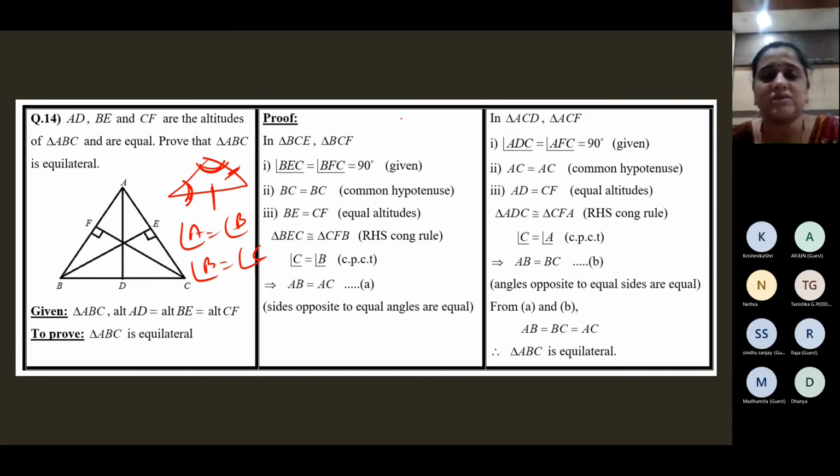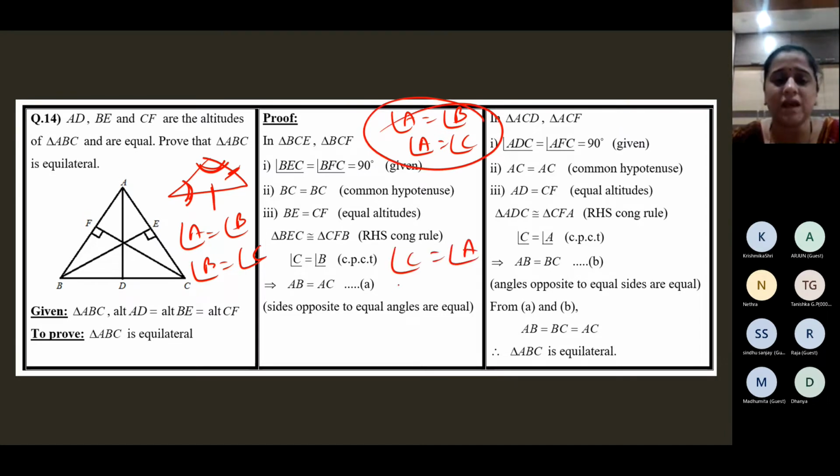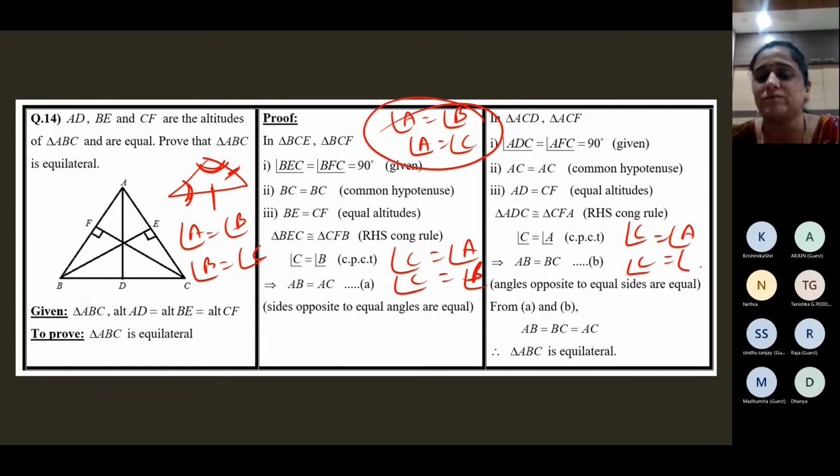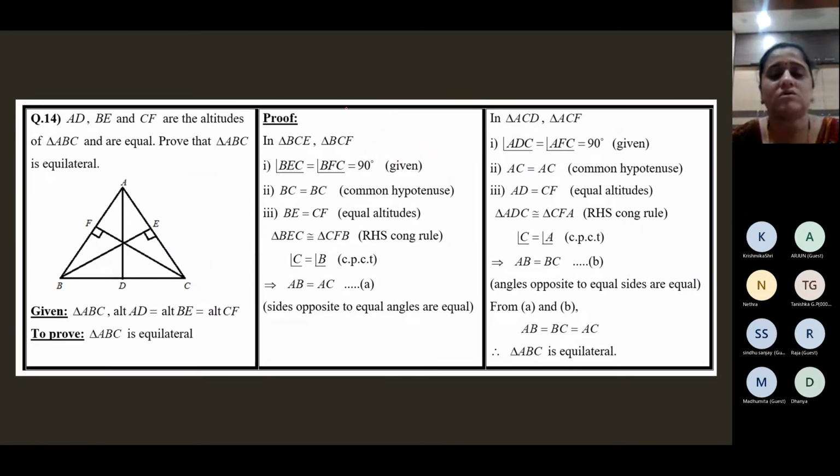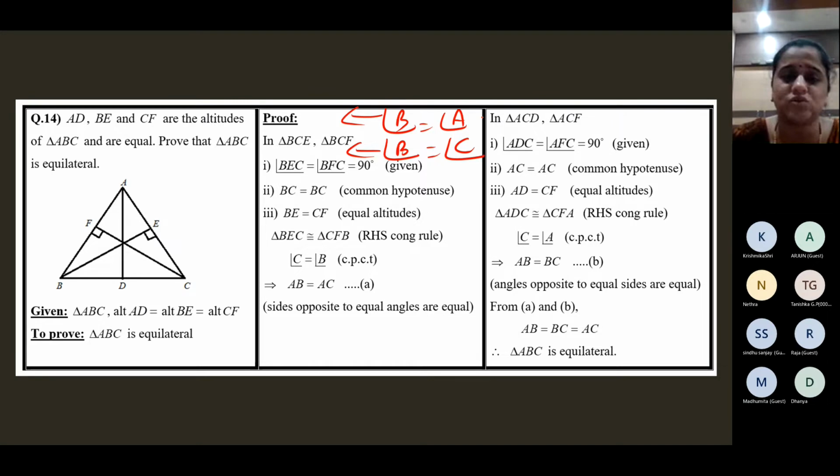You must prove that angle A is equal to angle B, and you can also prove that angle A is equal to angle C. Anyway, somehow you should show that all three angles are equal. Or you can prove that angle C is equal to angle A and angle C is equal to angle B. That's your choice. Keep one angle standard, angle C, and prove it's equal to A and equal to B. Accordingly, you should select the triangles. If you want to prove that angle B is equal to A from one set of triangles, and angle B is equal to C from another set of triangles, accordingly you should choose the triangles.